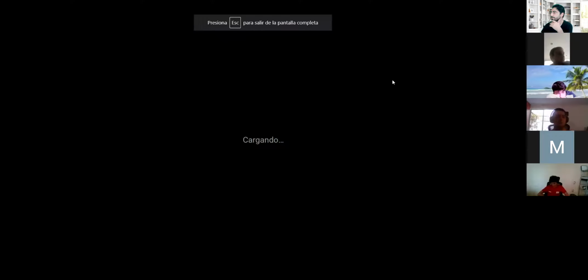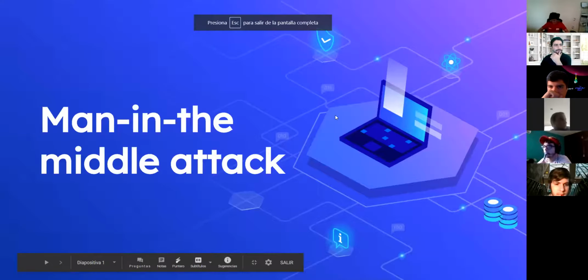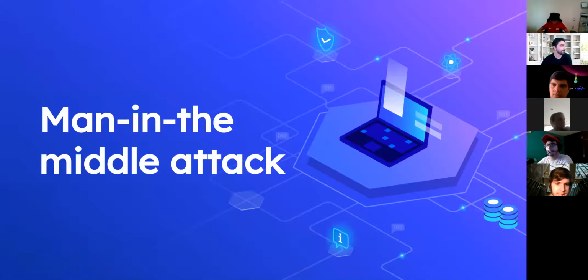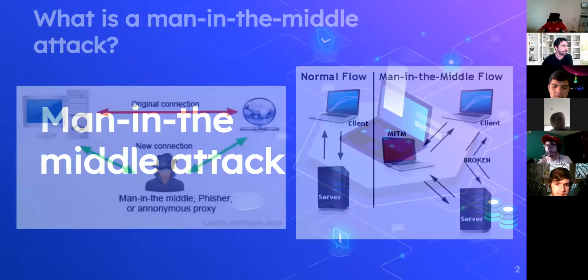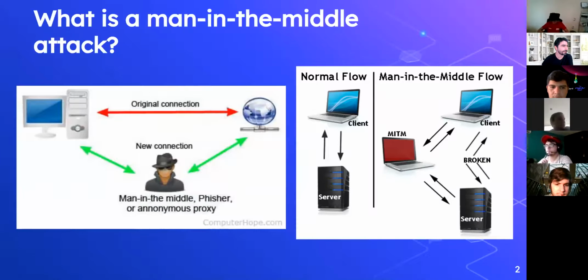So, okay. Do you see the presentation? Yes. Okay. So I'm going to present the man in the middle attack. First, what is a man in the middle attack? Well, these attacks first require three individuals. The first one being the victim, the second one, the entity which the victim is trying to connect to, and the last one, well, the man in the middle.